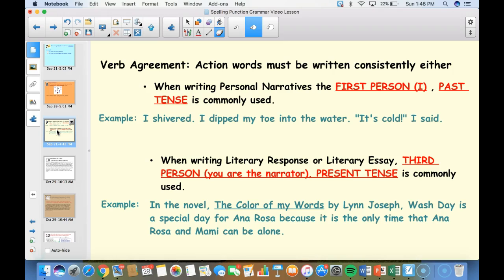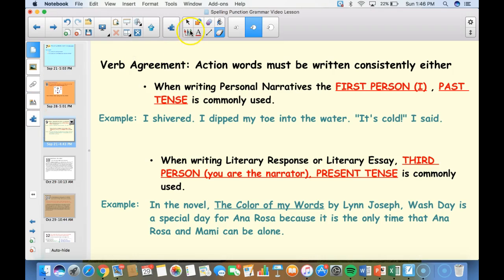When writing personal narratives, we write in the first person because it's your memory. It's something that you recall happening either an hour ago, yesterday, 3 months ago, or a year ago. So you write it from your own perspective, and we use the pronoun I. I saw, I went, I shivered. We also write it in the past tense. That is a commonly used format for personal narratives.